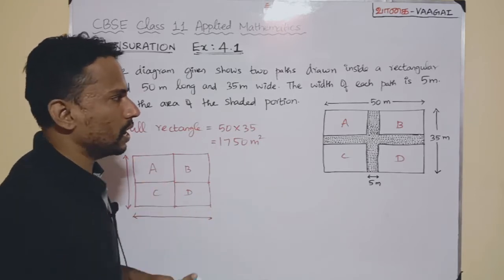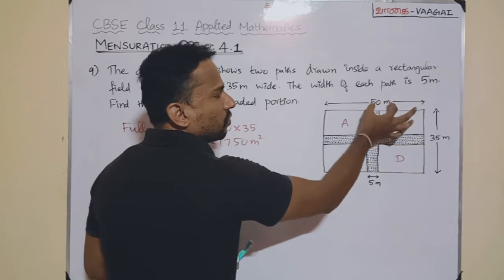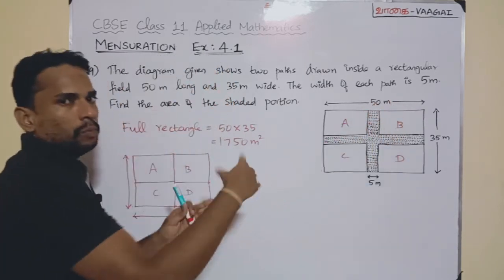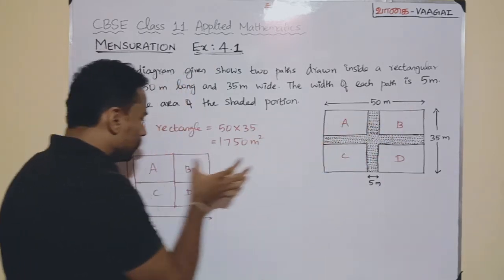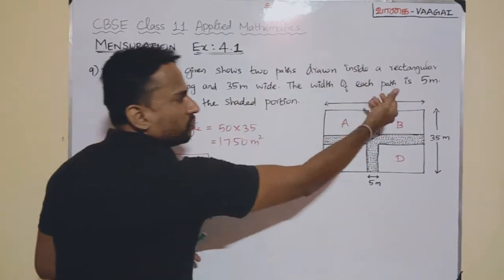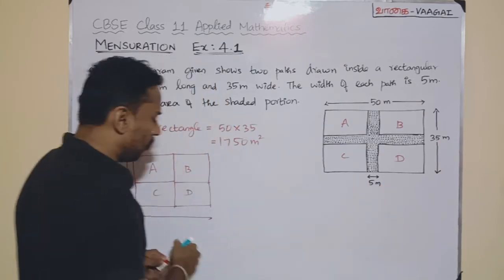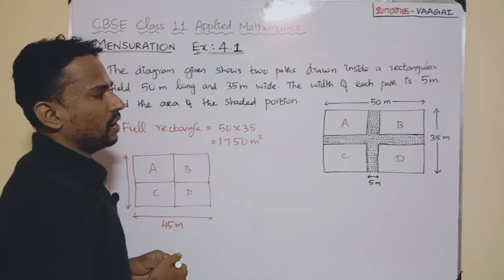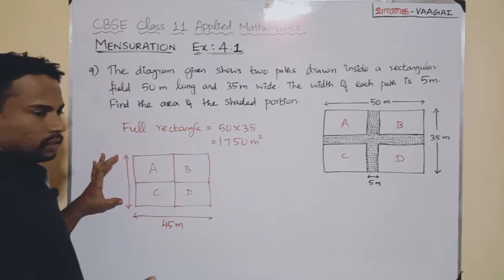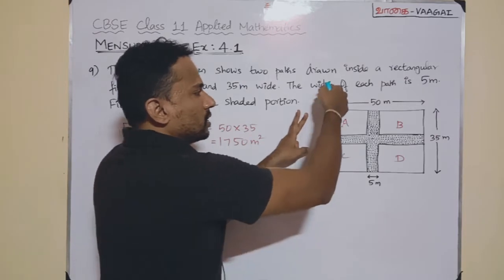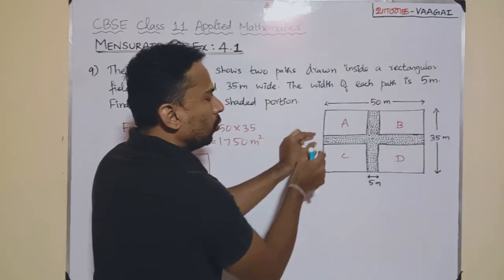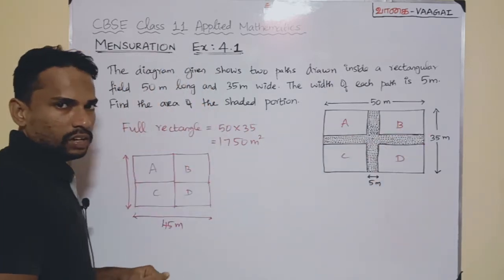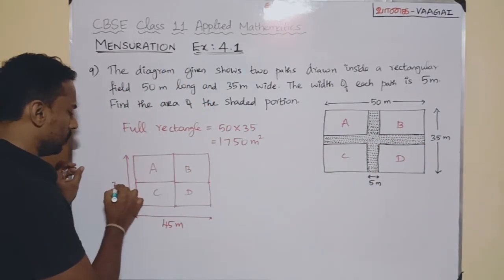It's very simple to say. For our bigger rectangle, the length is 50. Now this pathway portion alone is removed. So what will be the length of this remaining rectangle? It will be 50 minus this 5, that will be 45 meters. Same way, what about the breadth? This breadth comes from this 35, from which I am removing the pathway width, which means 35 minus 5. 35 minus 5 will give you 30 meters.